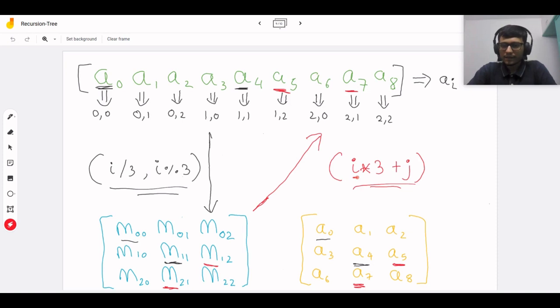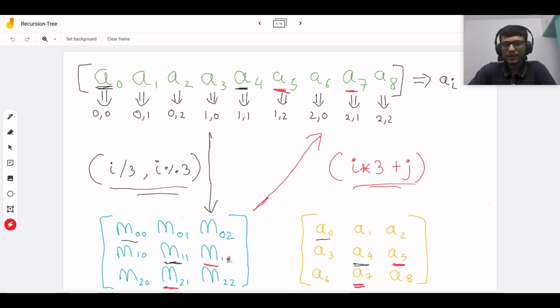For 0 comma 0, when i is 0 and j is 0, we'll place 0 here and 0 here, so we'll get 0 into 3 plus 0, which is 0. So it says that m of 0 comma 0 is mapped with a of 0. Similarly, let us take m of 0 comma 1. We'll fit 0 and 1 here and get 0 into 3 plus 1, which is 1. So m of 0 comma 1 is mapped with a of 1.